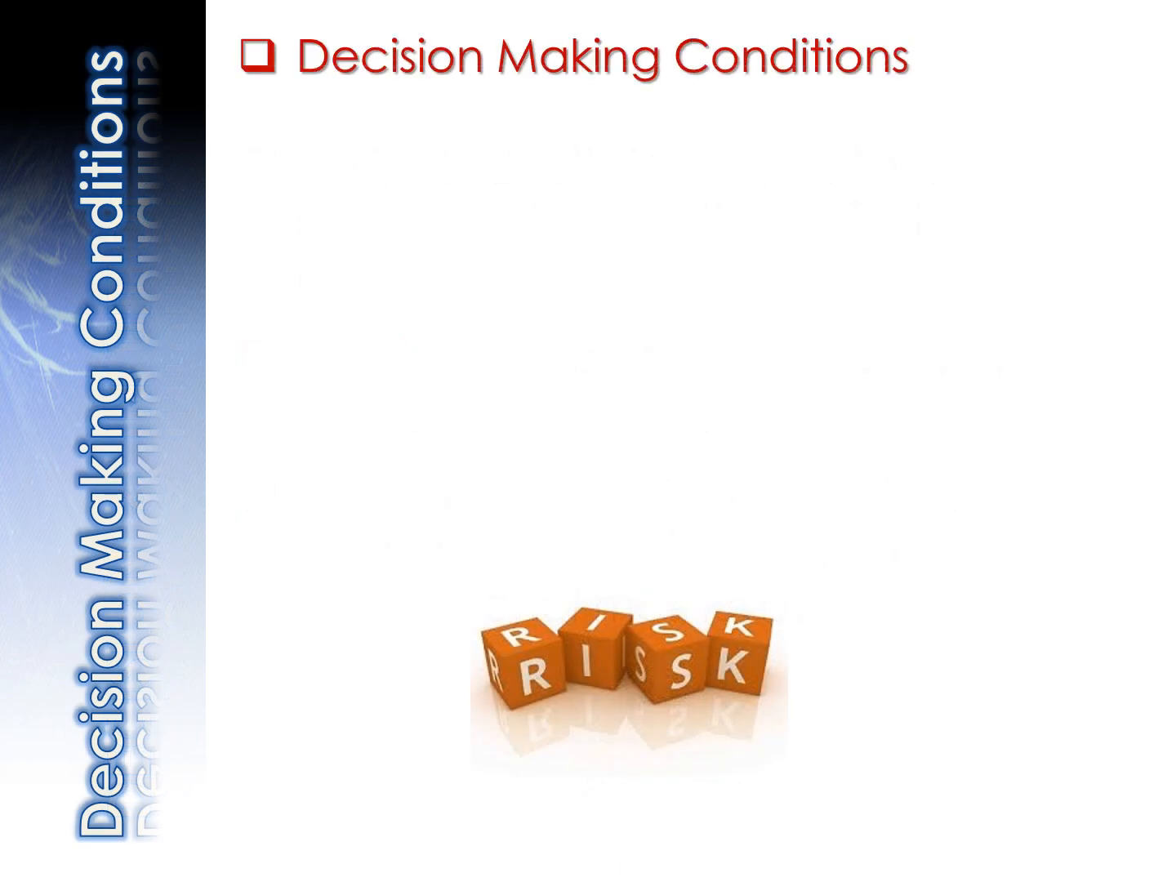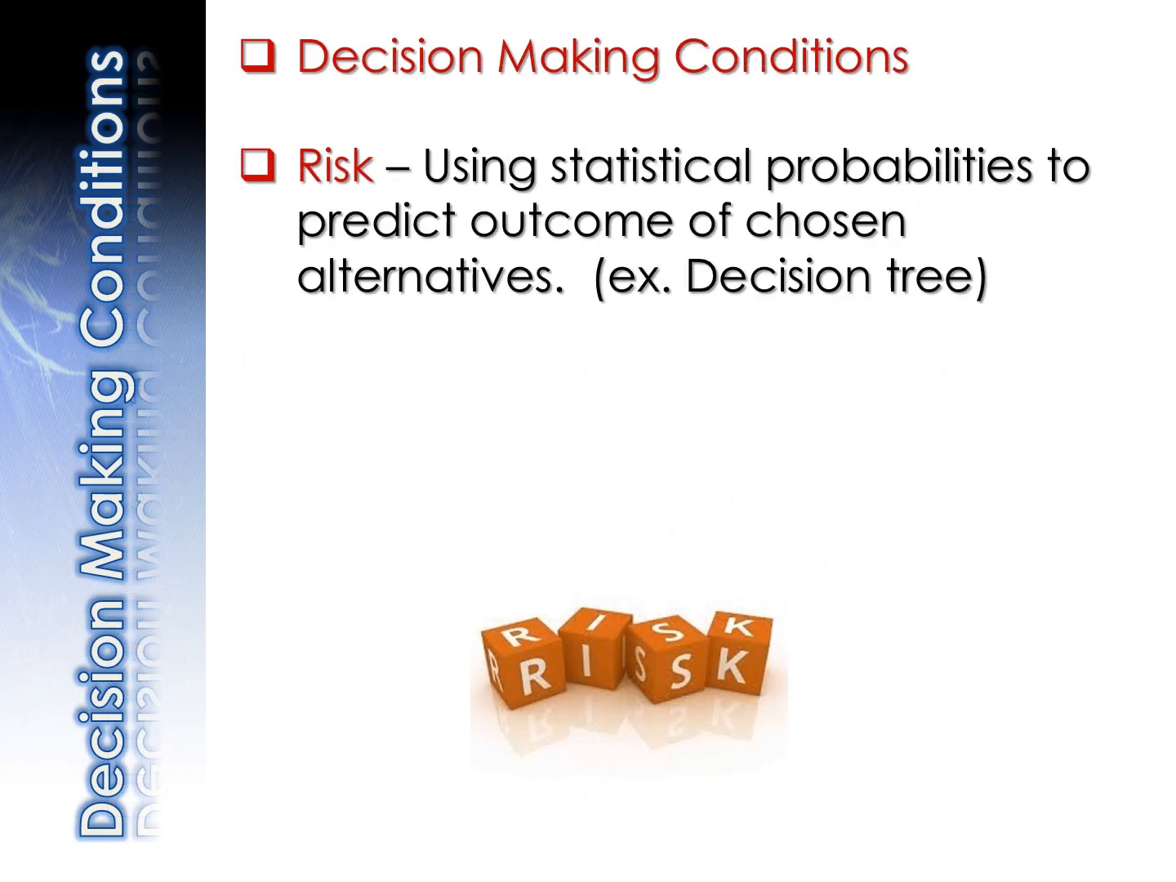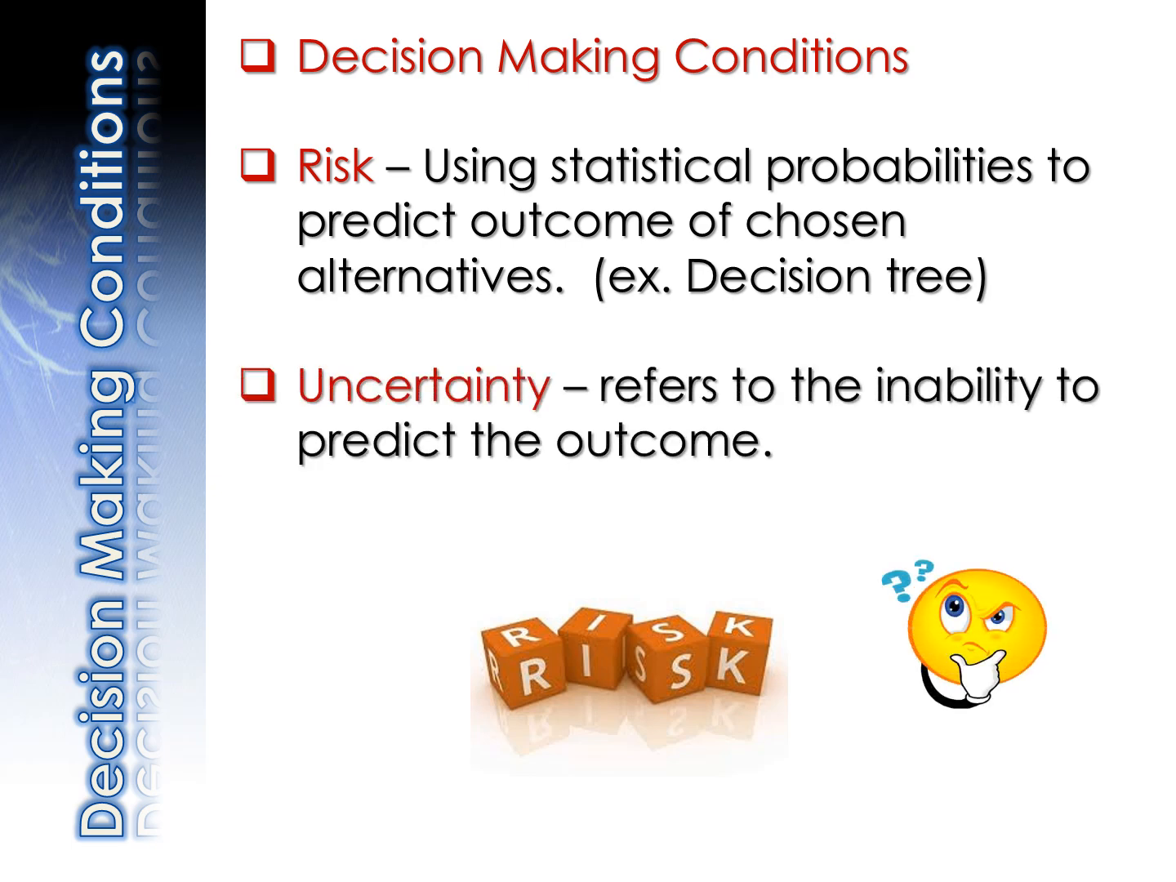Decision-making conditions, there's basically two. One, risk, using statistical probabilities to predict the outcome of your chosen alternative. For example, a decision tree, which we'll go over here shortly. And uncertainty refers to the inability to predict the outcome, and uncertainty is pretty much a common factor.